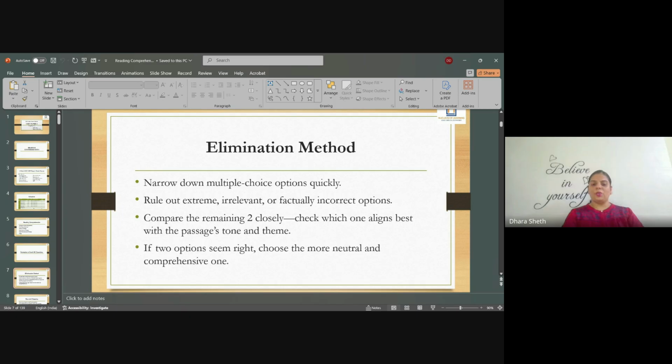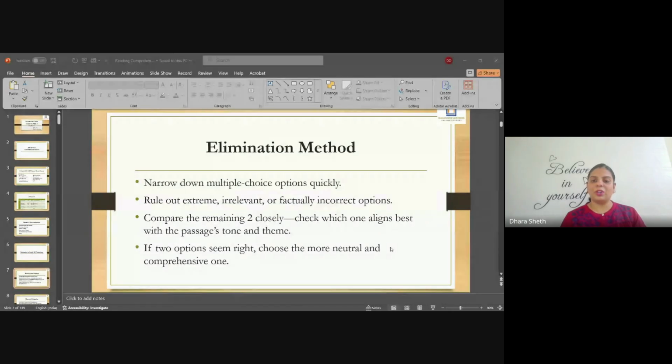Next, now we know reading, we understand. You also probably have time to solve the questions, but then how to solve them faster? So first tip is to use elimination method. Narrow down your multiple choice options quickly, just like I talk about in communication or in teaching aptitude. Similarly, here also, the first thing that you ought to do is look at the options and see which ones are not applicable. Unless you are very sure about the answer and you know which one is applicable, even then, just cross-check once. Rule out extreme, irrelevant, or factually incorrect options.